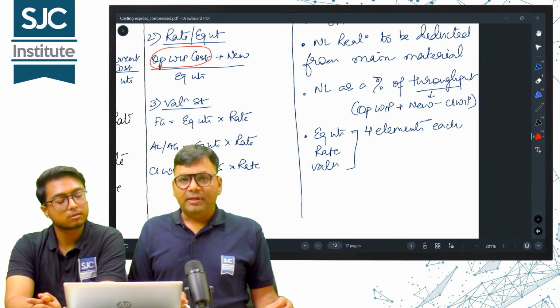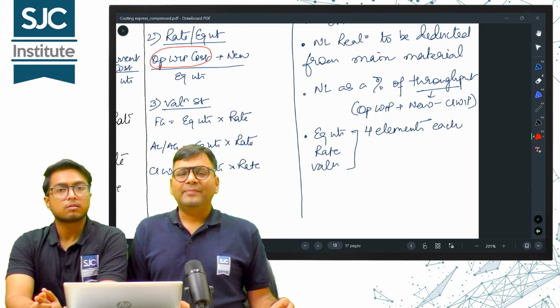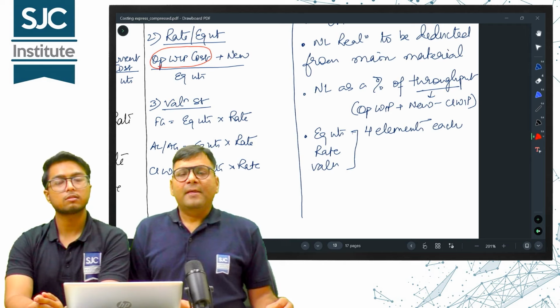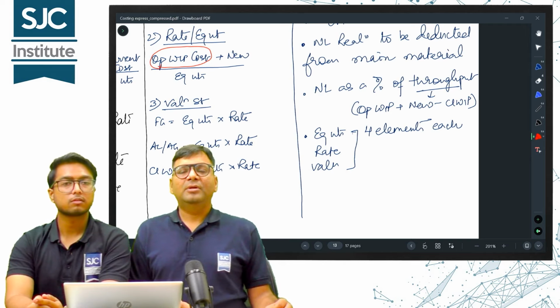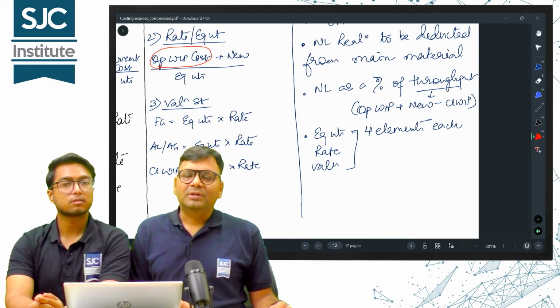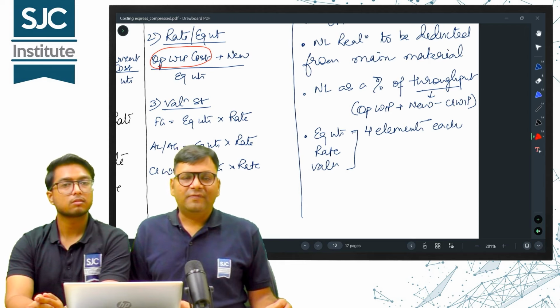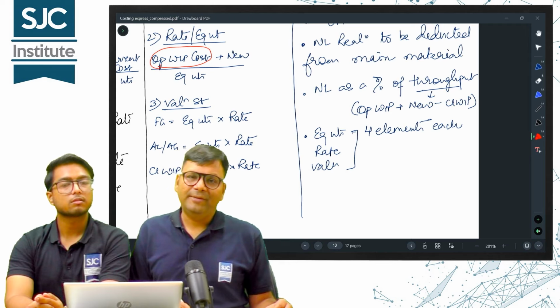One line is very important here, normal loss as a percentage of throughput. Question may many times remain silent about normal loss percentage applicability. If nothing is mentioned, in general we assume that percentage is applicable on total input, that is opening WIP plus new units. But many times in your institute solution you will find that they have taken on throughput, that is opening WIP plus new minus closing WIP.